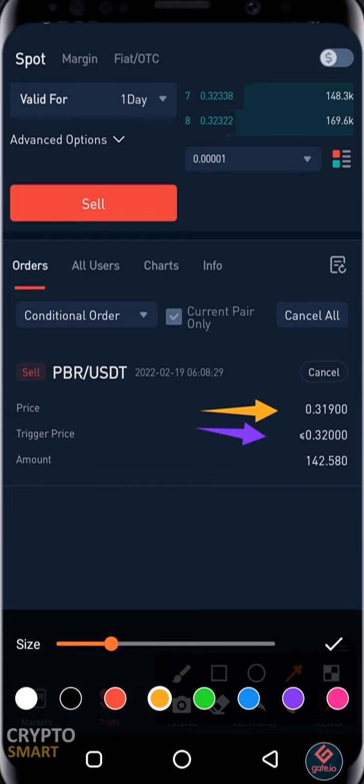So in order not to be caught unawares, in order to reduce your losses, maybe from the market price to this particular 0.320 is a 5% decrease in price or 10% decrease in price. So will you rather go home with a 5% or 10% decrease in price than go home with a 50% decrease in price, right? So trade responsibly as a trader. Always strategize, always know when to exit the market.